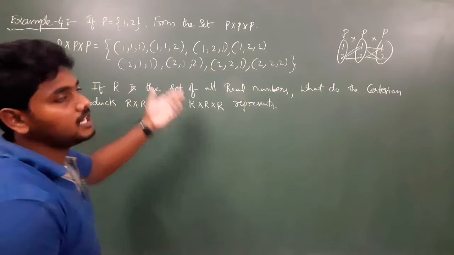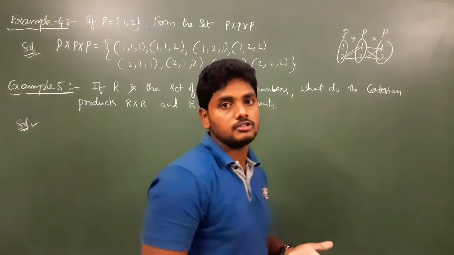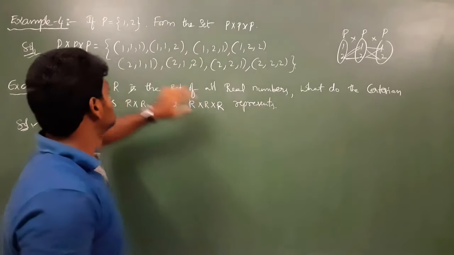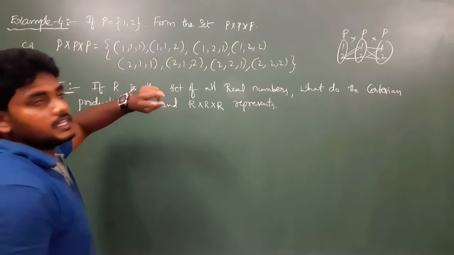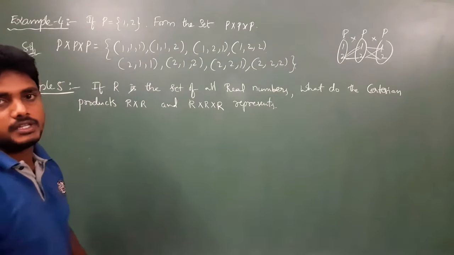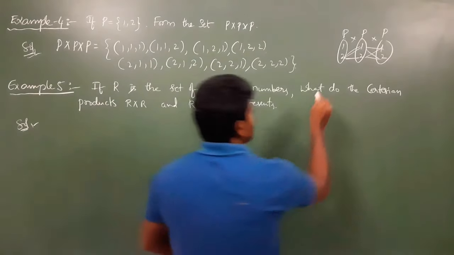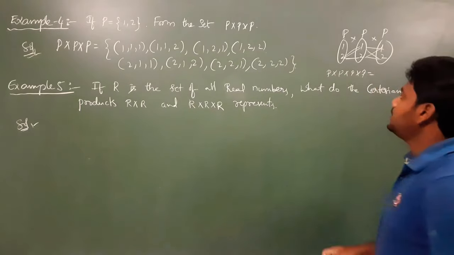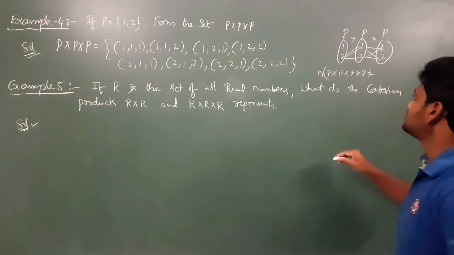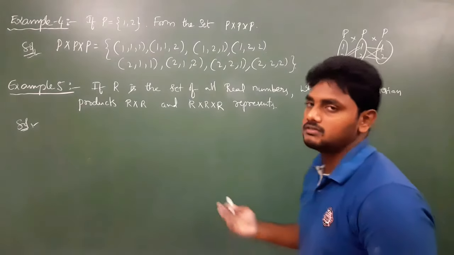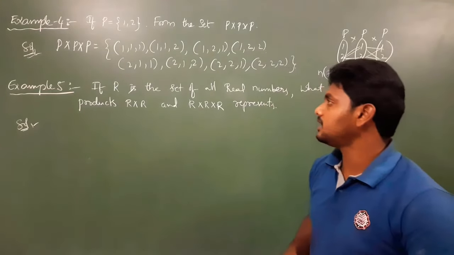Now you tell me how many elements will be there in P cross P cross P. Those are 1, 2, 3, 4, 5, 6, 7, 8. Why? Because n of P is 2 elements, then n of P cross P cross P is 8 elements. Now if they ask P cross P cross P cross P, then how many elements will be there? 2 into 2 into 2 into 2, nothing but 2 power 4, 16 elements will be there. Right? Those also you can write.